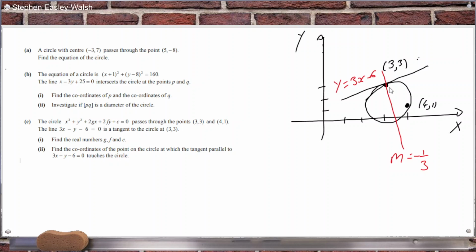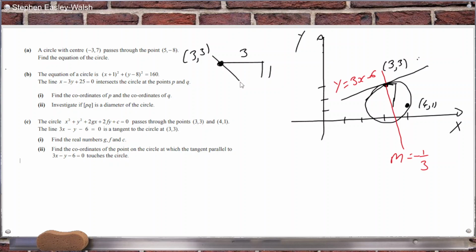Meaning every time I go out 1 unit, I mean to say, sorry, when I go out, it's rise over run. So every time I go out 3 units, I go down 1 unit. I know it doesn't look like that on my scale. So it's like this. I go out 3 units and I go down 1 unit. That's what this slope, minus 1 over 3, is. Rise over run, 1 over 3. And I'm starting at the point 3, 3.